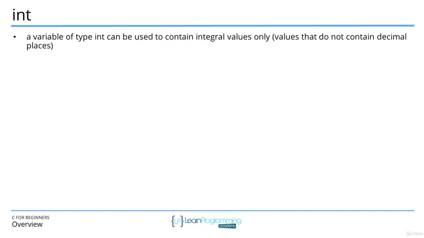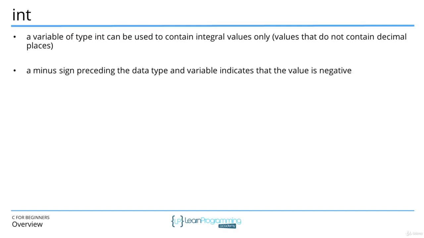So first let's talk about the int. This is one of the most widely used data types. It can store integral values, values that do not contain decimal places, whole numbers. You identify this data type when you create a variable int to store a number. You can also put a minus sign preceding the value, and that indicates that the value is negative. So when you create the variable and assign it data, if you put a minus sign before the literal, it's a negative number. So ints can store negative numbers.